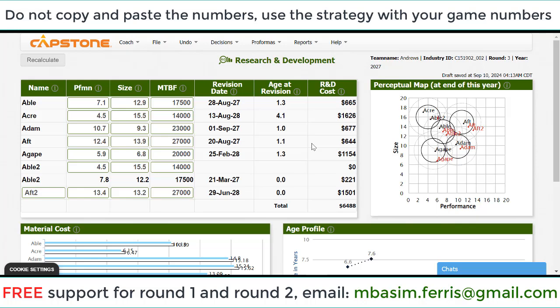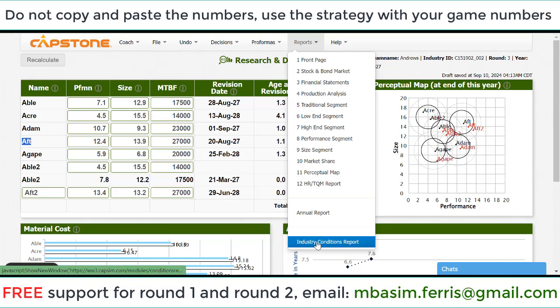So you see the screen of round 3. You get the full details now, because in round 1 we developed one new product, and in round 2 we developed one more, and in round 3 we develop one more after that. So in this game, we first have to look at the industry condition report.